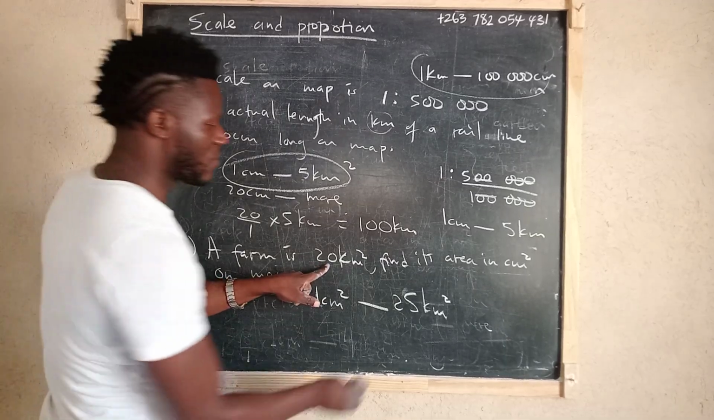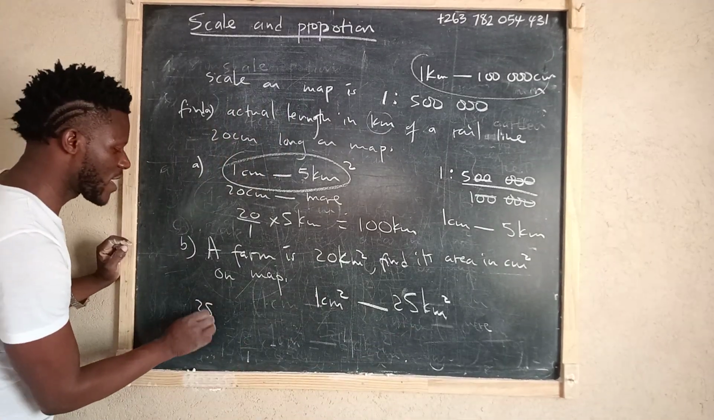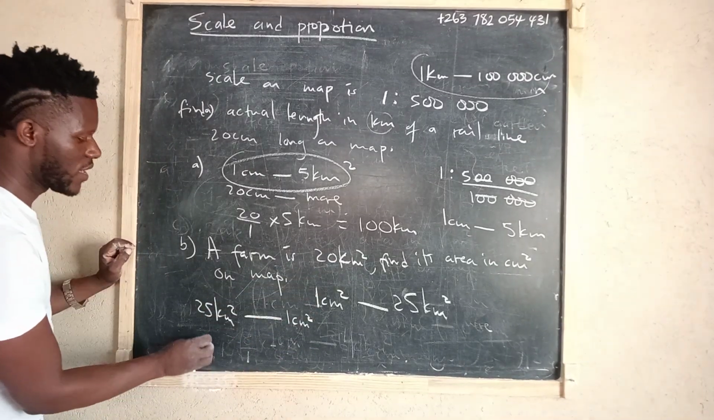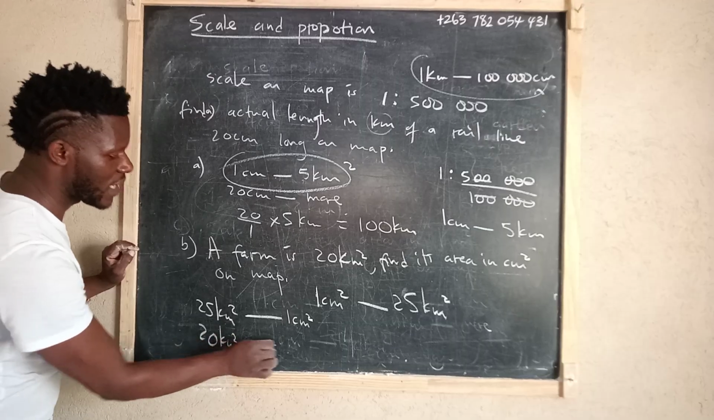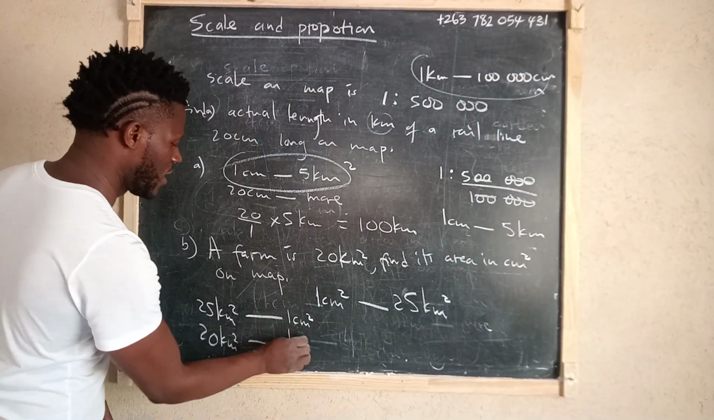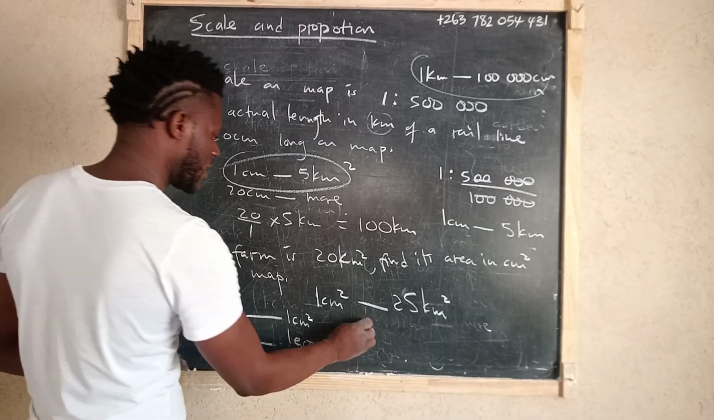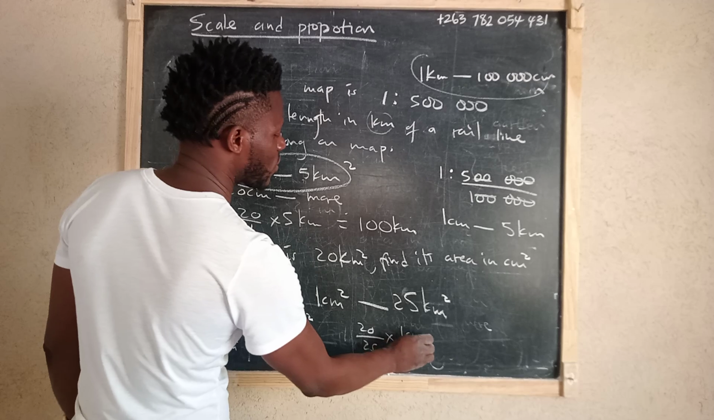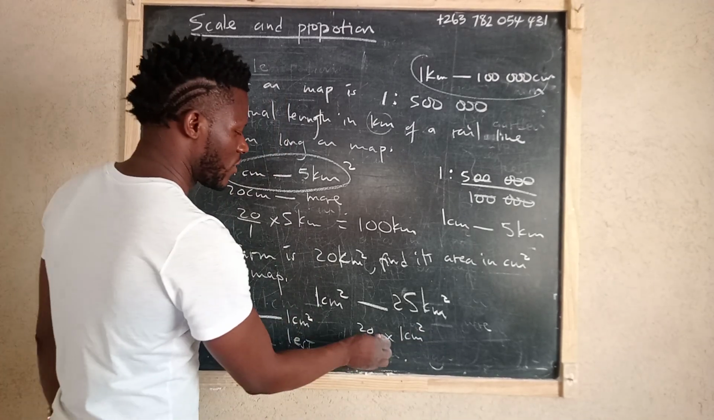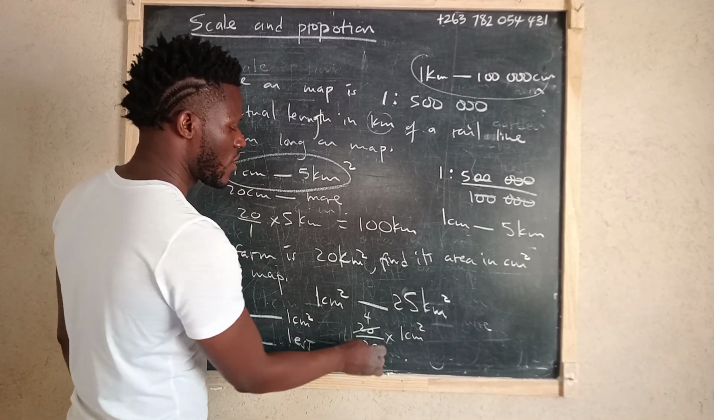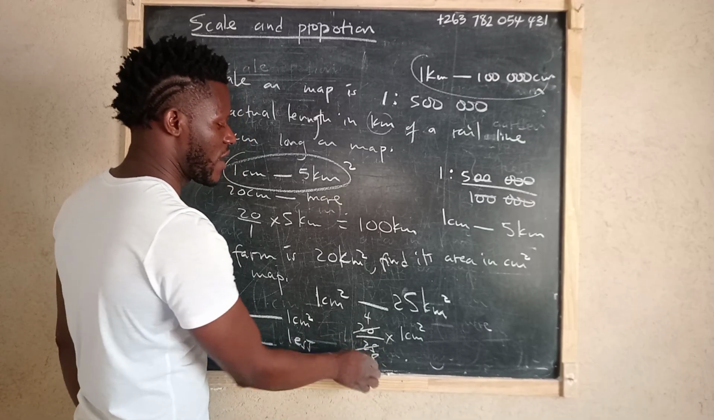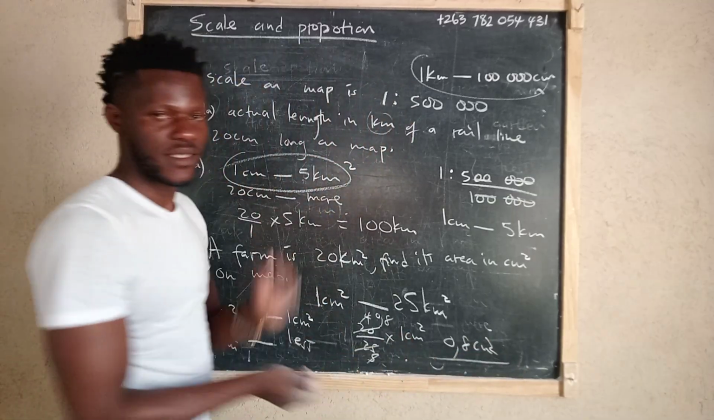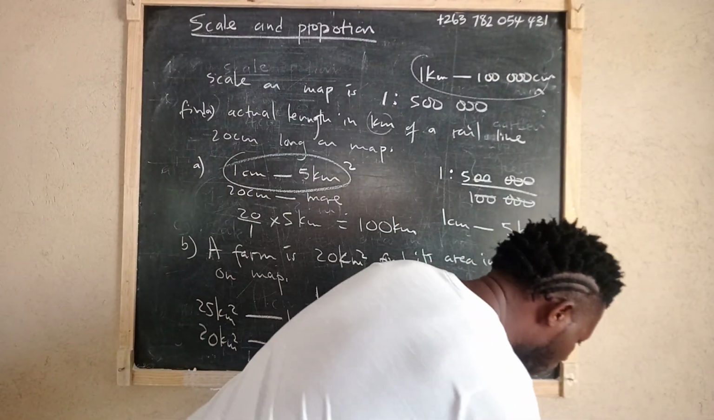Now we can solve the problem. If 25 square kilometers is represented by 1 square centimeter, then 20 square kilometers will be less. Then less comes the numerator, 20 over 25 multiplied by 1 square centimeter. You simplify by 5: 5 into 20 is 4, 5 into 25 is 5. So it's 4 over 5, that is 0.8 square centimeters. That's how you end a scale problem.